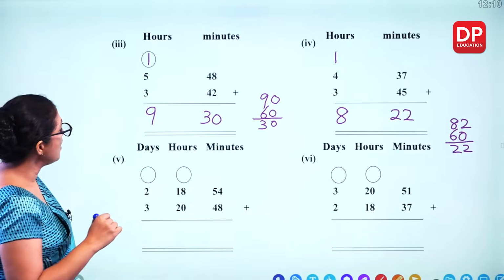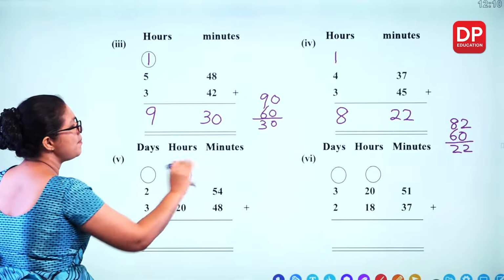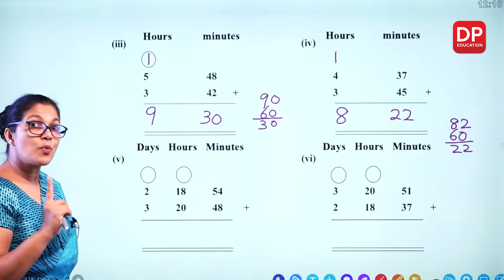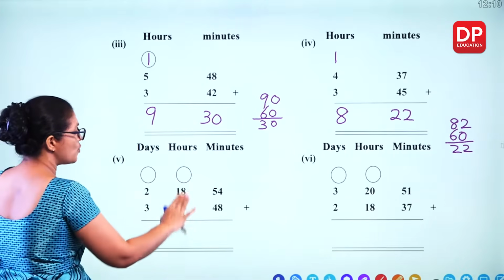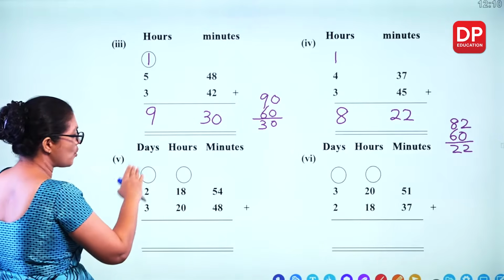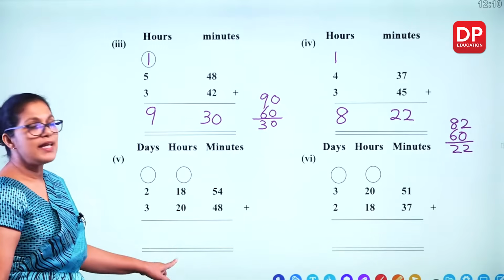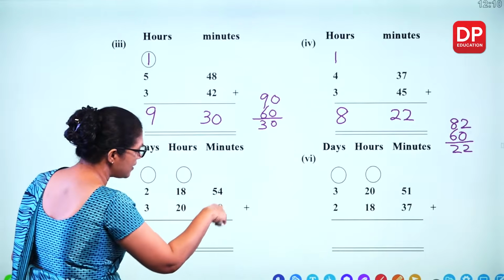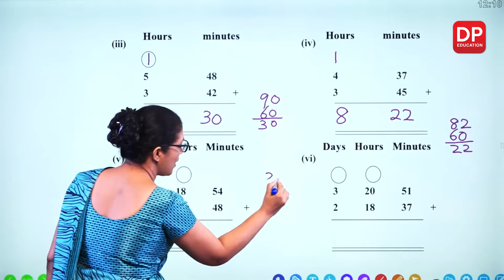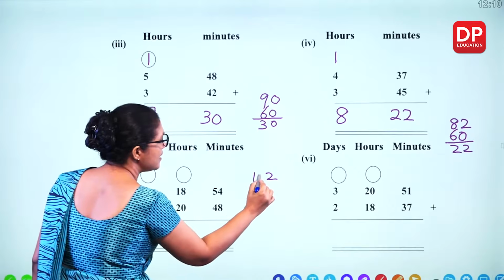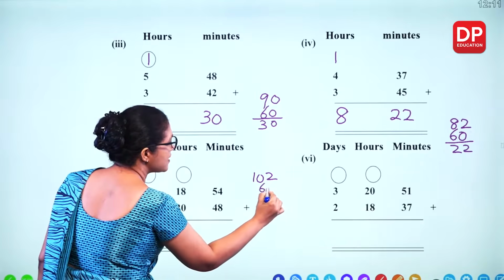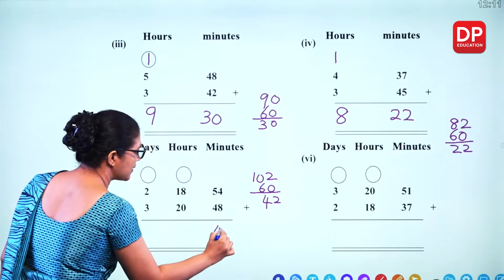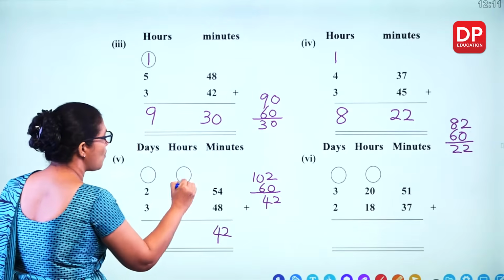Now look at this one. Days, hours and minutes. How many hours for a day? 24. If it's more than 24, you have to subtract 24 and write down the remaining hours here. So we'll try to do that. Add these two. 8 plus 4, 12. 1 remaining and then 10. Subtract 60. 42 remaining. So that means you are taking 1 here.